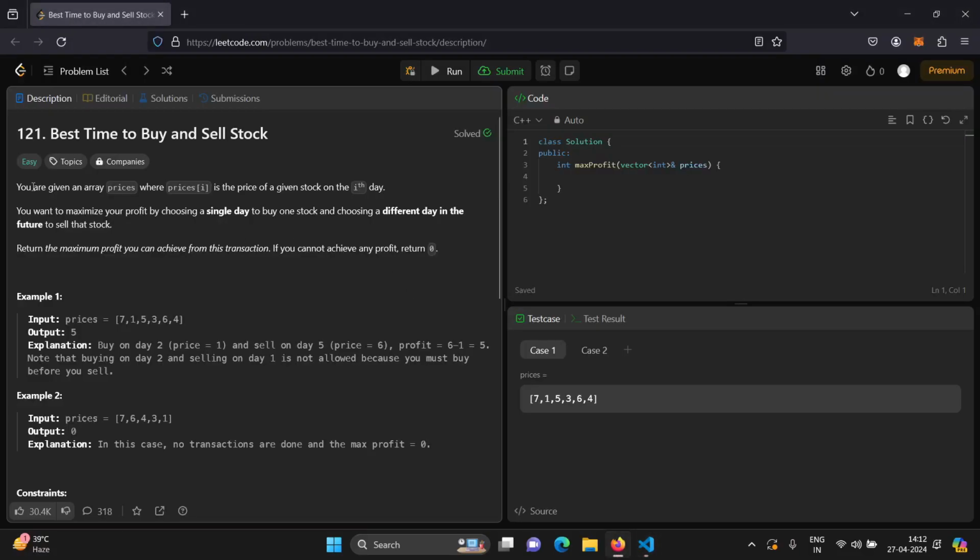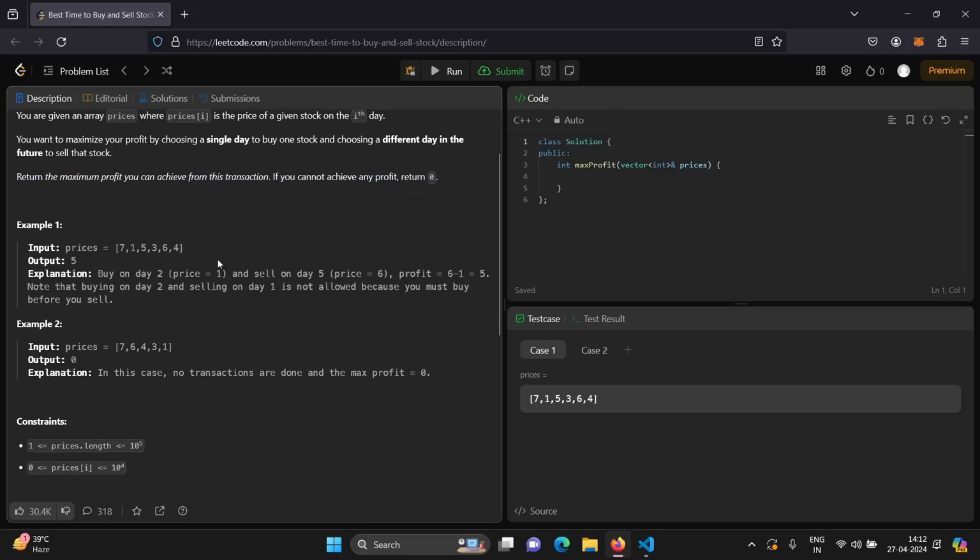You're given an array prices where prices[i] is the price of a given stock on the ith day. You want to maximize your profit by choosing a single day to buy one stock and choosing a different day in the future to sell that stock. Return the maximum profit you can achieve from this transaction. If you cannot achieve any profit, return zero.